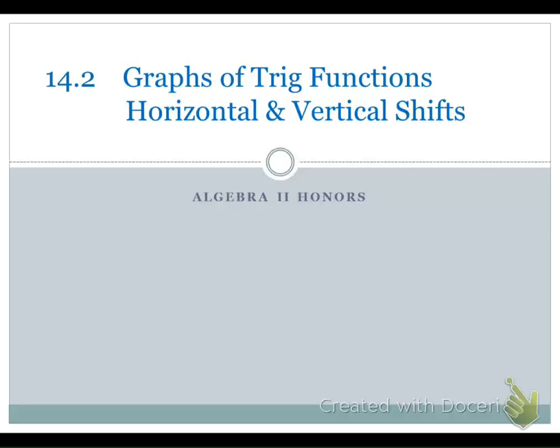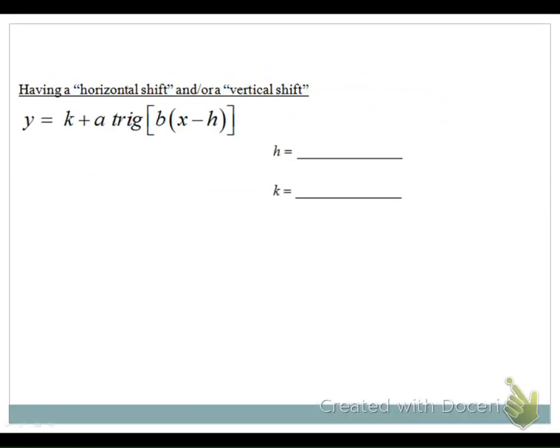Today you guys are going to do the second section of Chapter 14, Graphs of Trig Functions, but we'll be changing the horizontal and vertical values, so the graphs will be shifted horizontally and vertically. Your new equation compared to the first section is not only going to have an A value, possibly, and a B value, but there might be an H value and a K value.